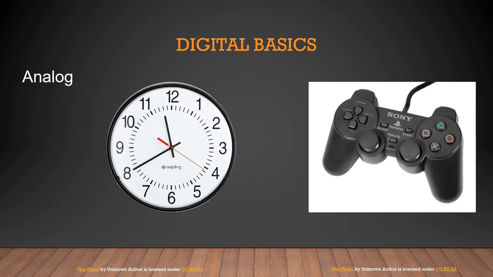So to understand digital, you first need to understand analog. Analog refers to a device or system that captures or measures a continuously changing signal. So in the first picture, you see a clock. And on the clock, there is a second hand that is continuously changing. So analog is a device or system that captures or measures a continuously changing signal. If we are going to digital, we have to begin with an analog signal.